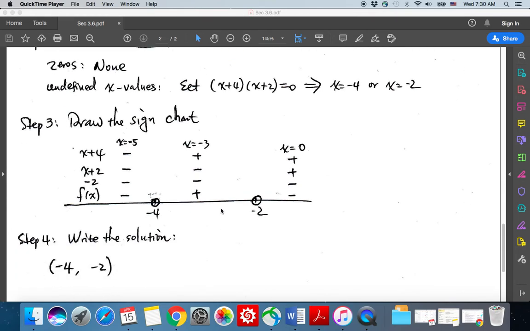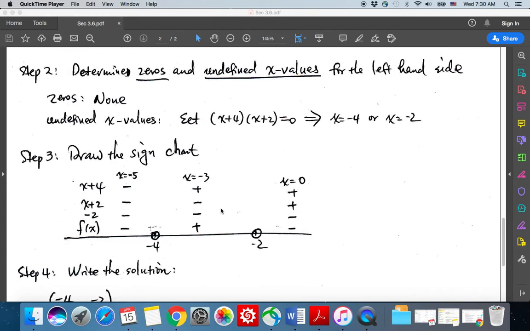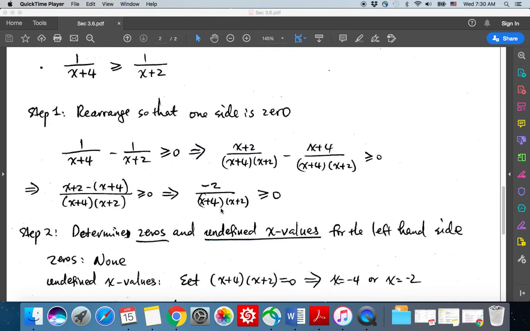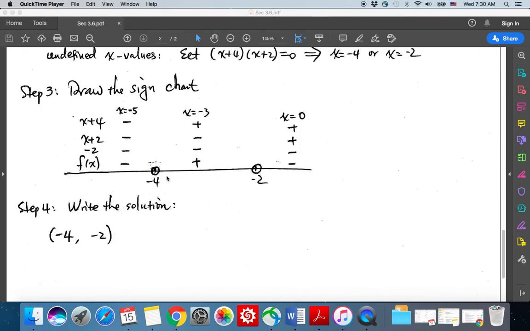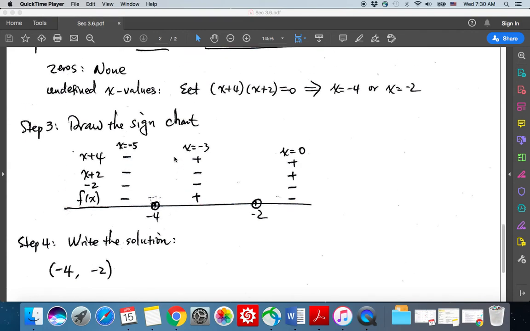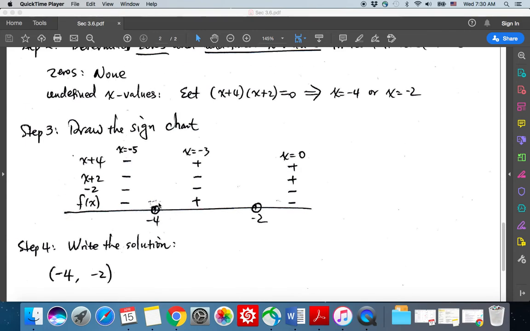So based on the sign chart, we can determine the solution for the inequality. Again, be careful about whether it's a strict inequality or a non-strict inequality. In this case, it's non-strict. That means any zero of the rational function is going to be part of the solution. But in this case, we don't have any zero. We only have undefined x values. That's why we put down circles here at these two numbers to indicate these two numbers are where the rational function is not defined.